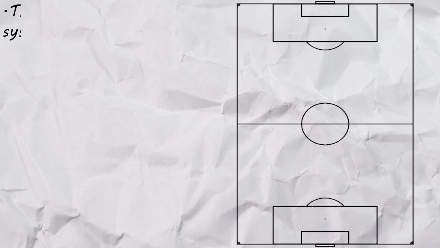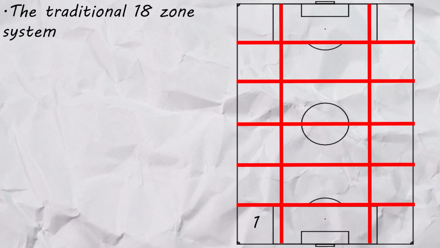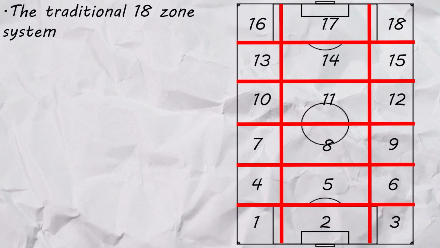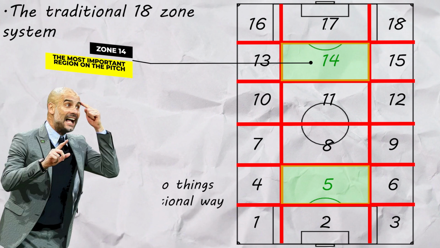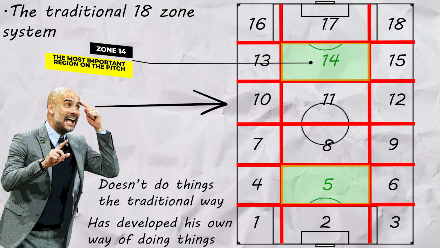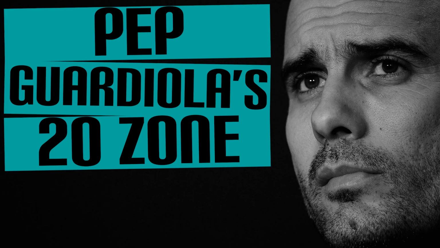In a previous video, we discussed how the pitch is traditionally split into 18 zones when analysing a team, and the importance of Zone 14. However, Pep Guardiola is a man known for not doing things the traditional way, and he has devised his own method of doing this. So, in this video we take a look at Pep Guardiola's 20-zone system.